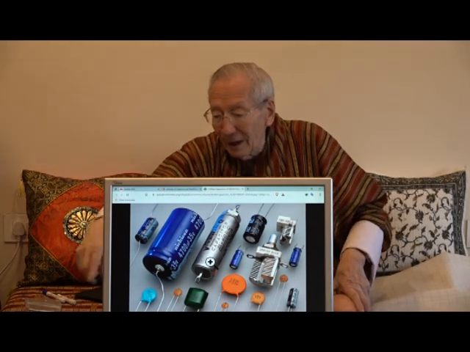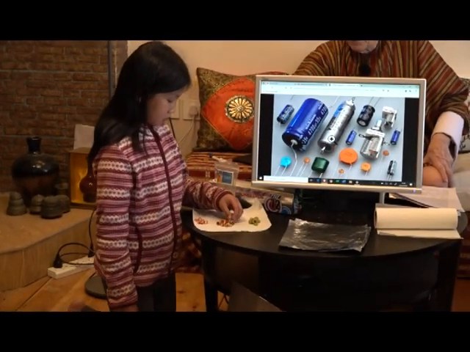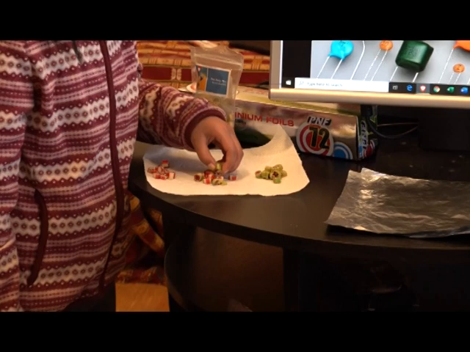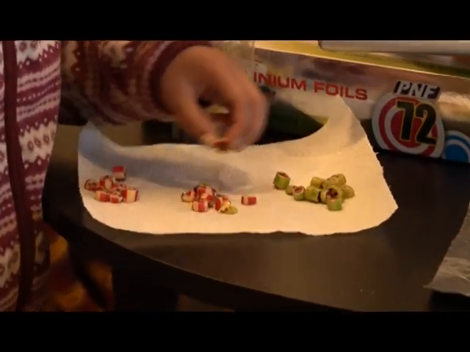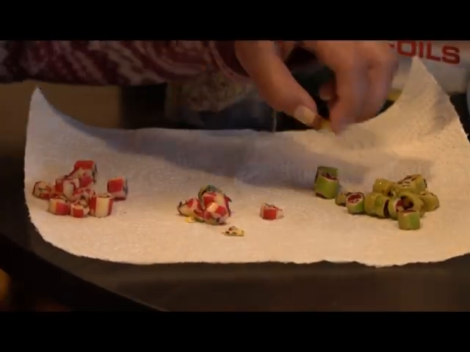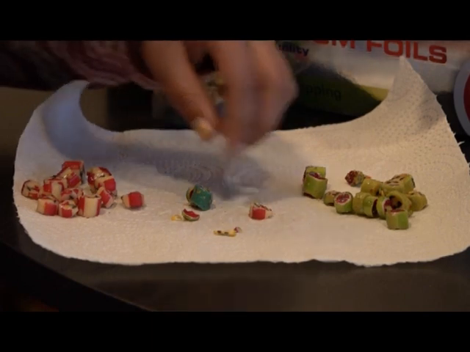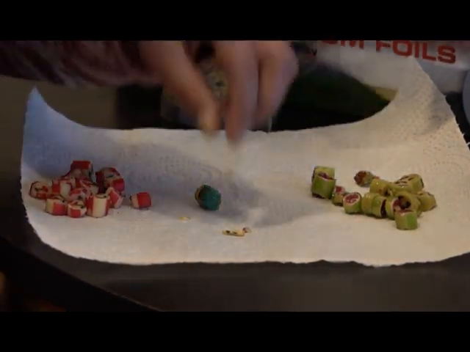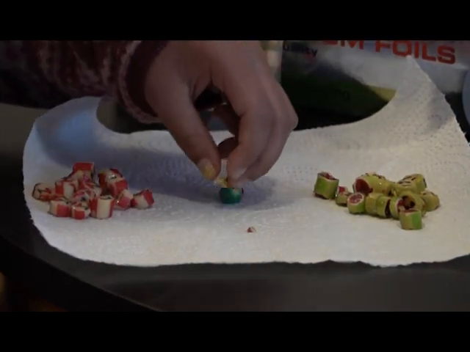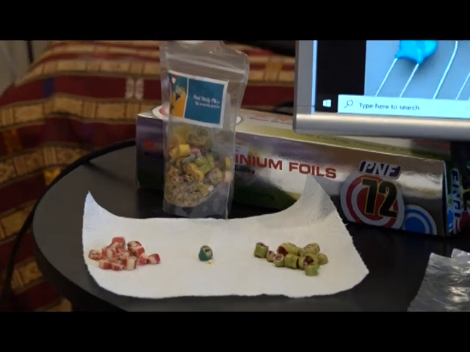Just like my granddaughter here, I gave her a bag of multicolored sweets, and she is now busy separating out the red sweets from the green sweets. So this is exactly what happens in a capacitor. You're separating out the positive charges, the red sweets, from the negative charges, the green sweets. They were all mixed up, and in order to separate them out, she's had to use energy. So to make energy stored in a capacitor, you have to provide the energy.